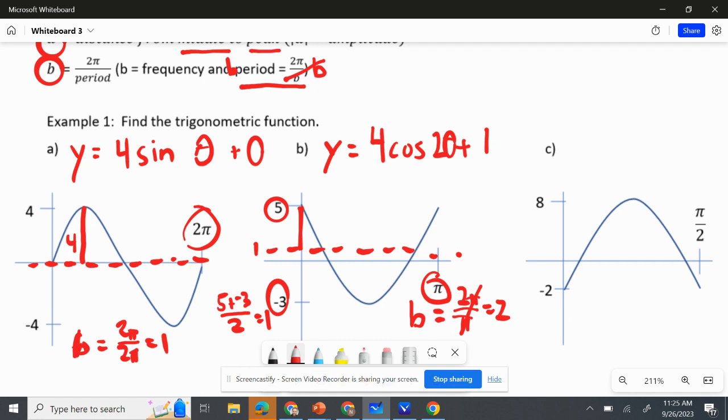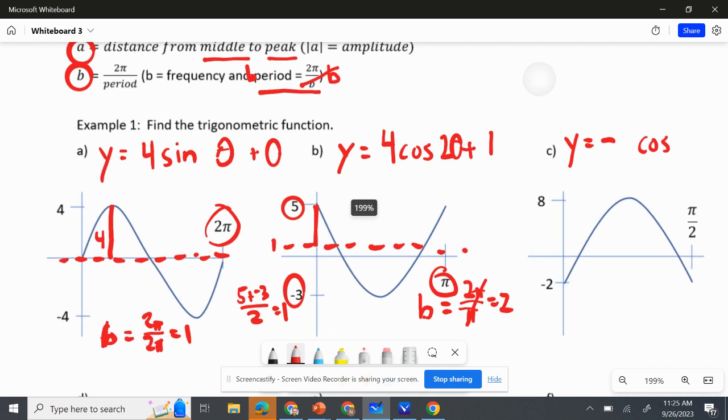When we're looking at letter C, this time it's not starting at the top, it's starting at the bottom. So I know that I have a cosine curve, and I know that my cosine curve is going to be negative because it's going in the opposite direction. When I'm looking at this, first thing that I'm going to do is find my midline. So 8 and negative 2, if I go 8 plus negative 2 divided by 2, that would be 6 over 2, which is 3. So my midline is at 3.